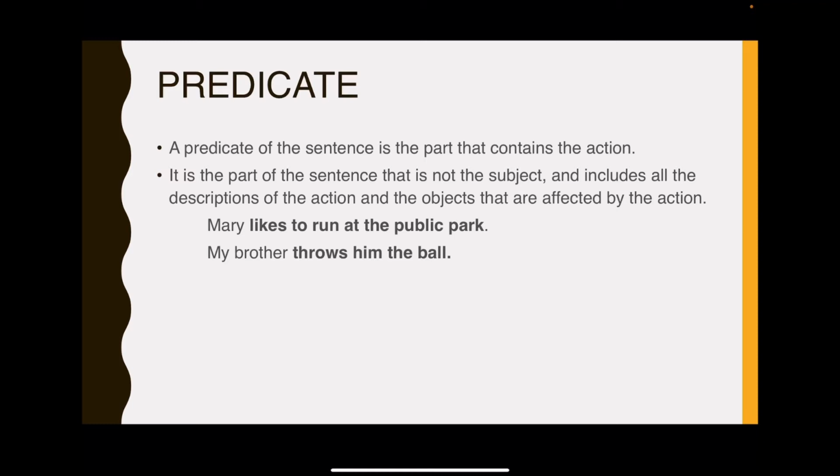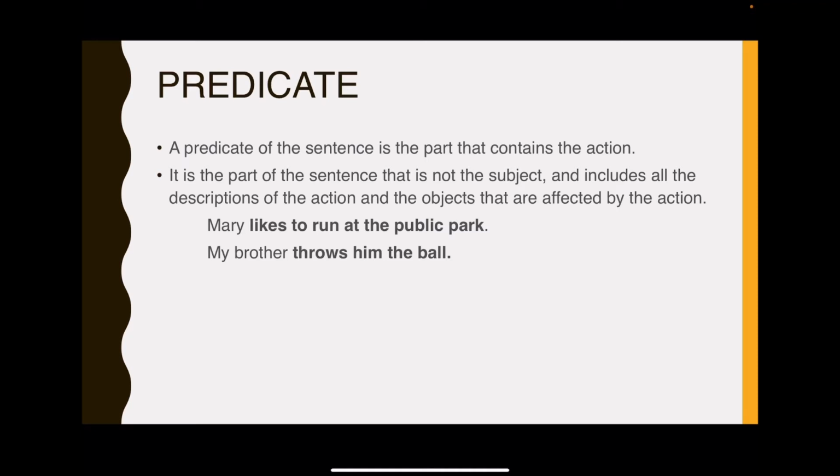Okay, so we can say that the verb phrase is considered as the predicate part of the sentence. It's the part of the sentence that is not the subject, and it includes all descriptions of the action and the objects that are affected by the action. So from last time when we discussed the verb phrase, can you remember where we started? We started from the main verb, including auxiliary and other modifiers, particularly the object of the sentence. So that is the predicate part. Okay, so we can say that the verb phrase can act as the predicate part of the sentence.